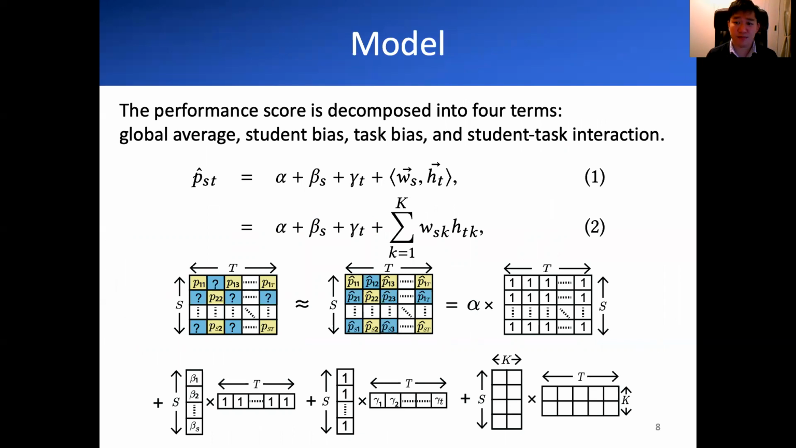In this model, the estimated performance of the S student in the tth task is expressed by a summation of 4 terms, namely the global average term, the student bias term, which takes a specific scalar value for each student, the task bias term, which takes a specific scalar value for each task, and the student-task interaction term, which is denoted by an inner product of the vectors. The illustration below shows how the same equation can be described with the summation of 4 matrices.